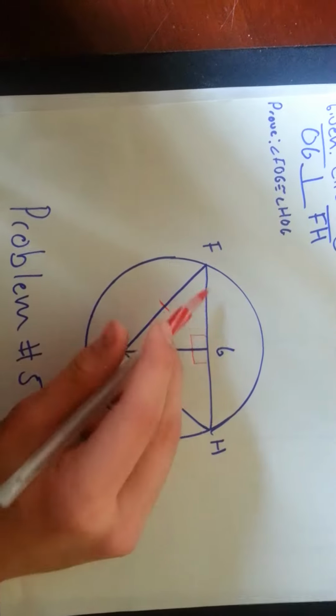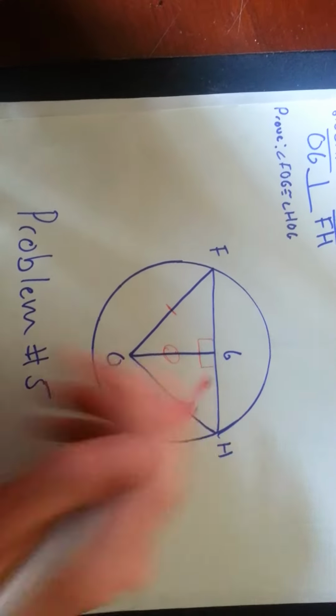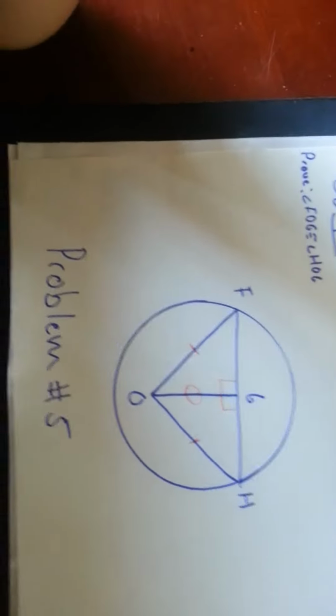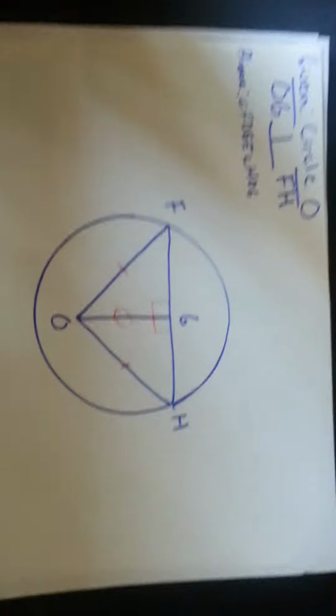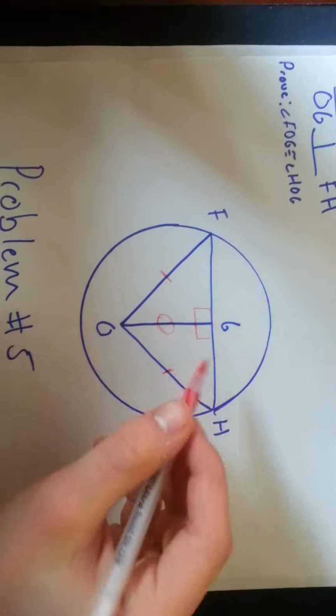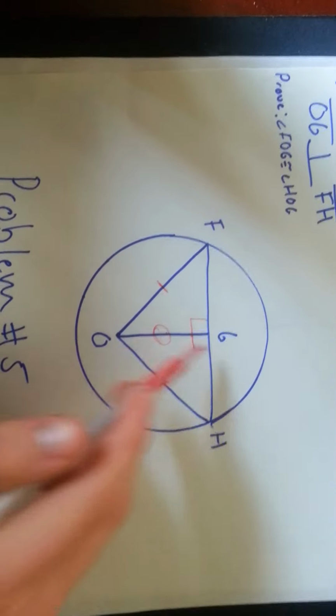And you know FGO and HGO are right angles because of the perpendicular lines in the given. So that would leave you with RHL. That proves that triangle FGO is congruent to HGO.